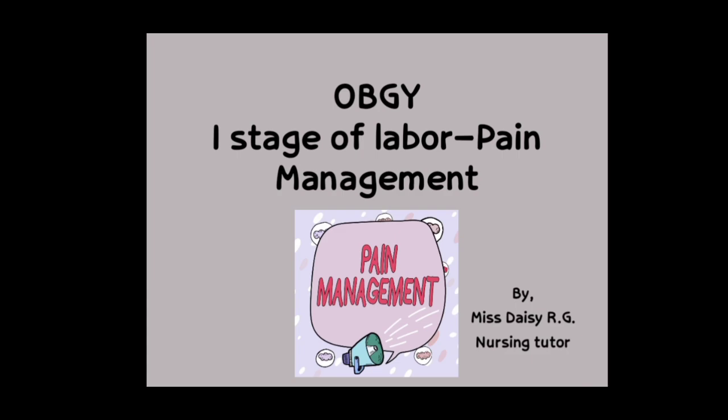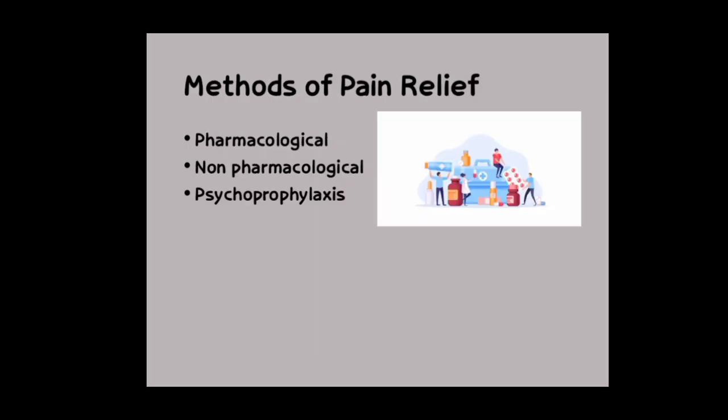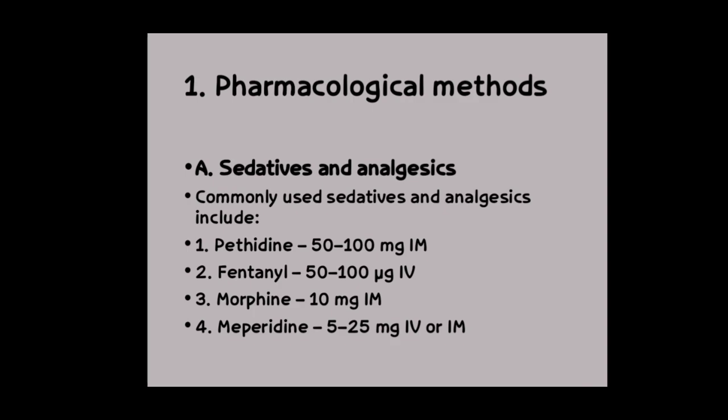So let's get started with our today's obstetrics and gynecology topic. Introduction. Pain in labor results from a combination of uterine contractions and cervical dilatation. Methods of pain relief: pharmacological, non-pharmacological, psychoprophylaxis. 1. Pharmacological methods.